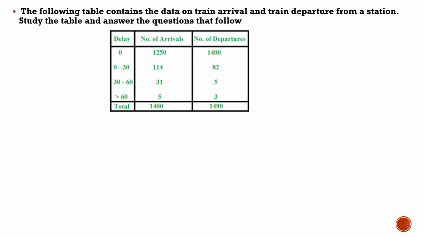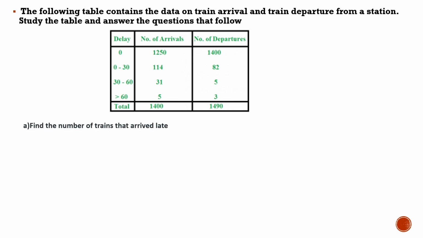The number of arrivals on time is 1250, delayed by 0 to 30 minutes 114, delayed by 30 to 60 minutes 31, more than 60 minutes 5. Total number of trains is 1400. Number of departing trains on time is 1400, delayed by 30 minutes is 82, 30 to 60 minutes is 5, more than 60 minutes is 3, and the total number of trains is 1490. Now let's solve some questions here.